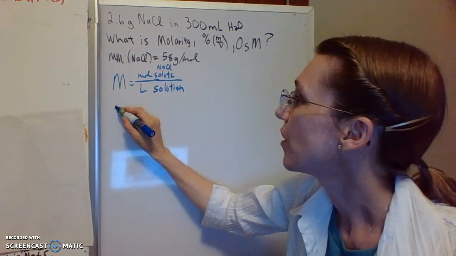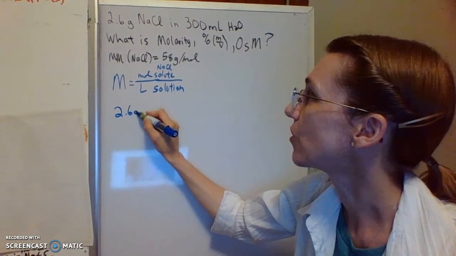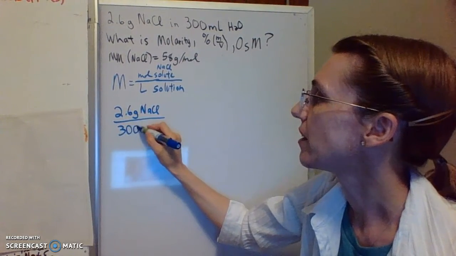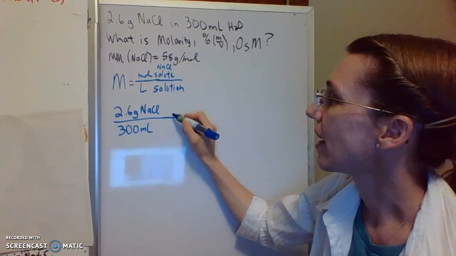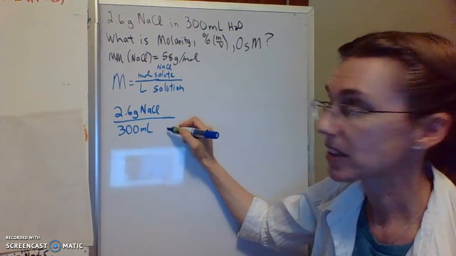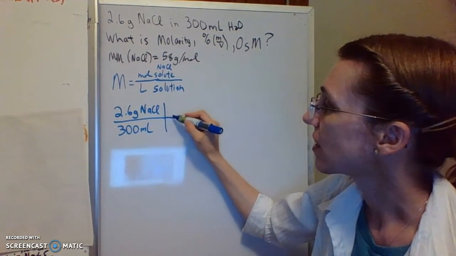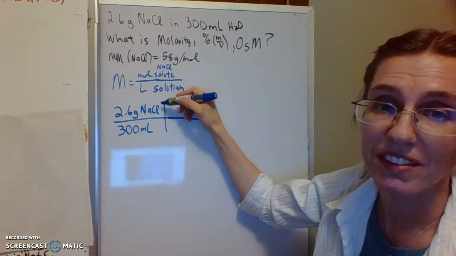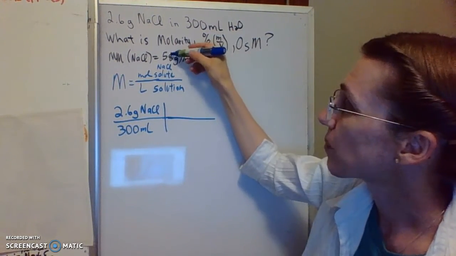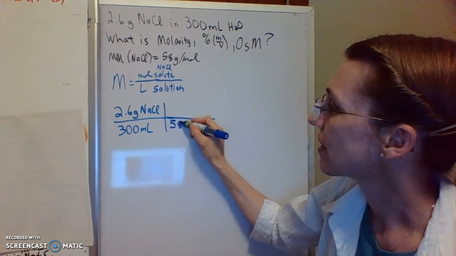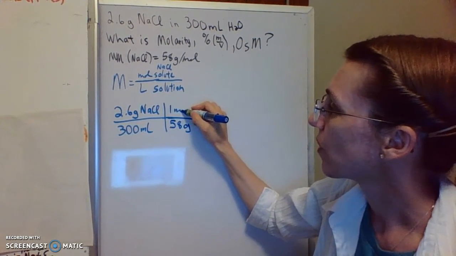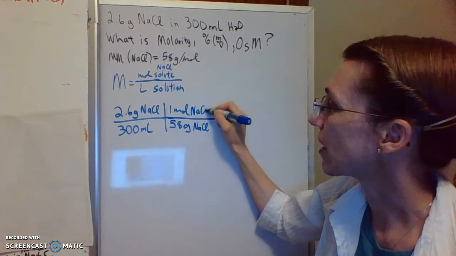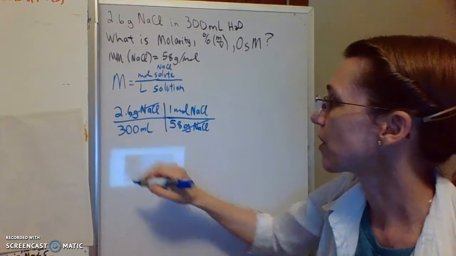So let's go ahead and get started. We've got 2.6 grams of sodium chloride per 300 milliliters. And we're going to change our top to moles and our bottom to liters. We are going to use our molar mass to change the grams. Grams are on top, so where do they have to be to cancel out? They have to be on the bottom. So we're going to put our grams here, 58 grams per 1 mole. This is of the sodium chloride, because that's the molar mass of sodium chloride. Grams of sodium chloride cancels out with grams of sodium chloride.